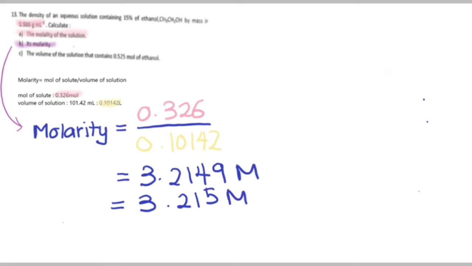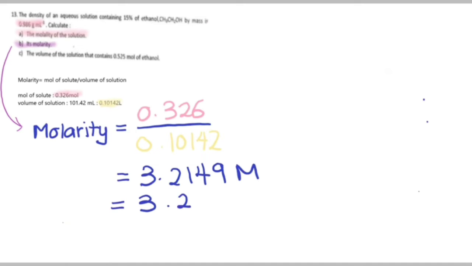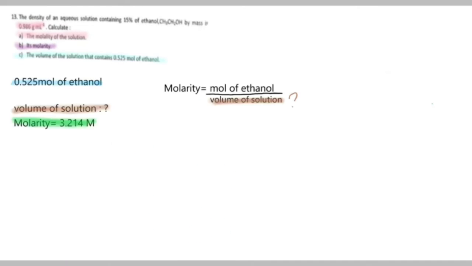Then we will get 0.10142 liters. Since we have the mole of the solute and also the volume of the solution, we can find the molarity: 0.326 mole divided by 0.10142 liters. You will get the answer 3.2149 molarity, but we need to write in 2 decimal places. So the final answer is 3.22 molarity.